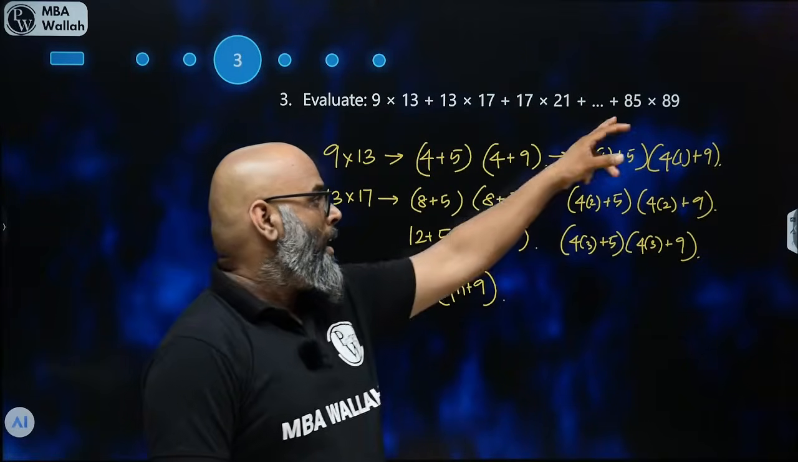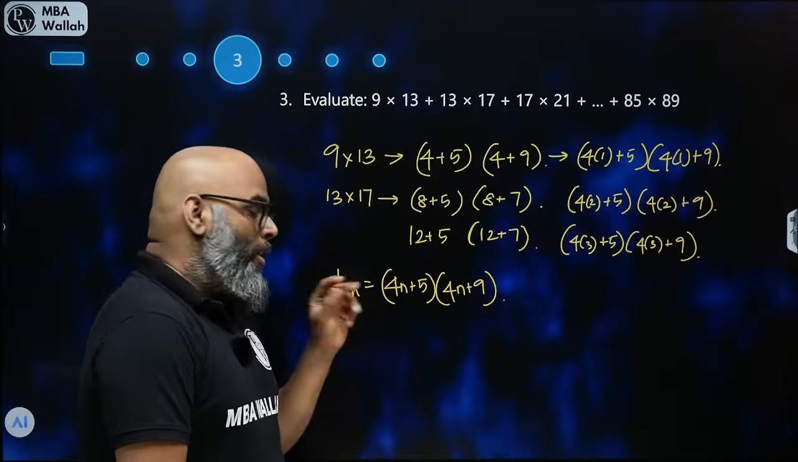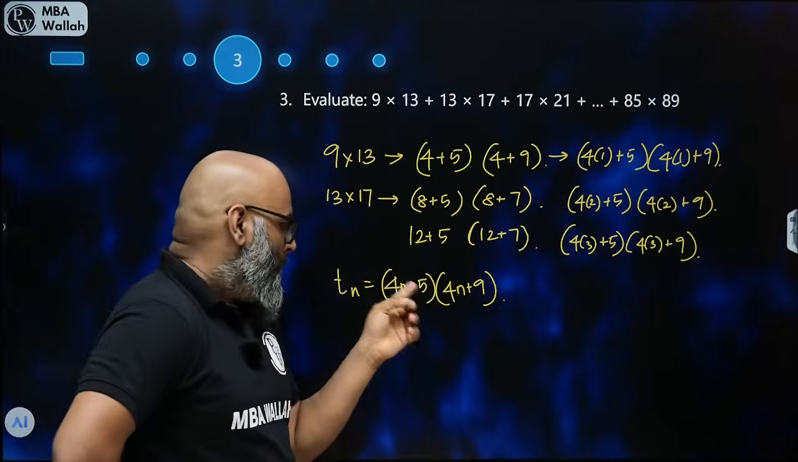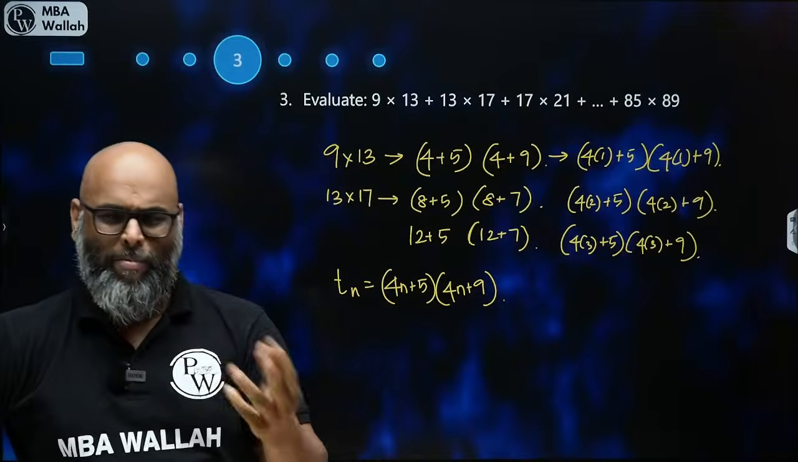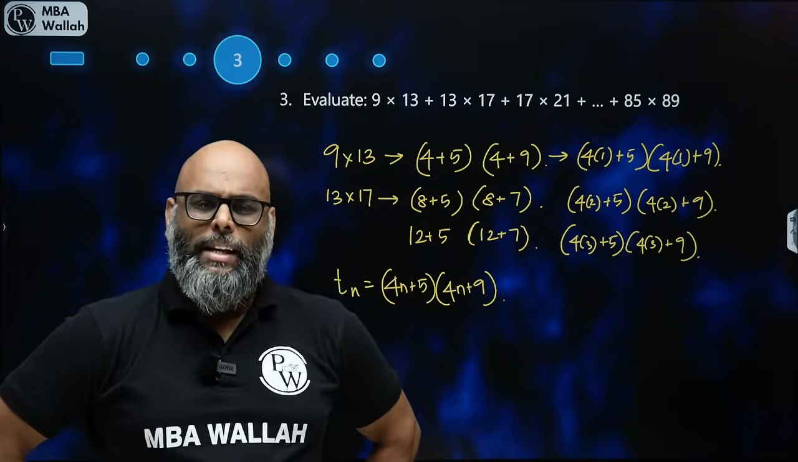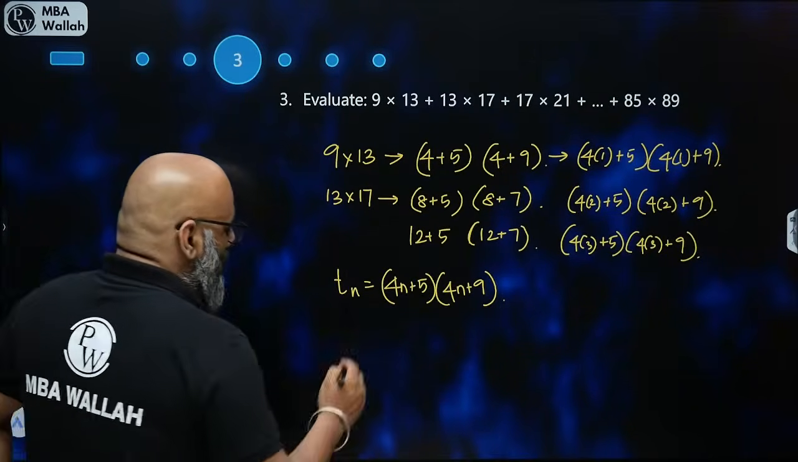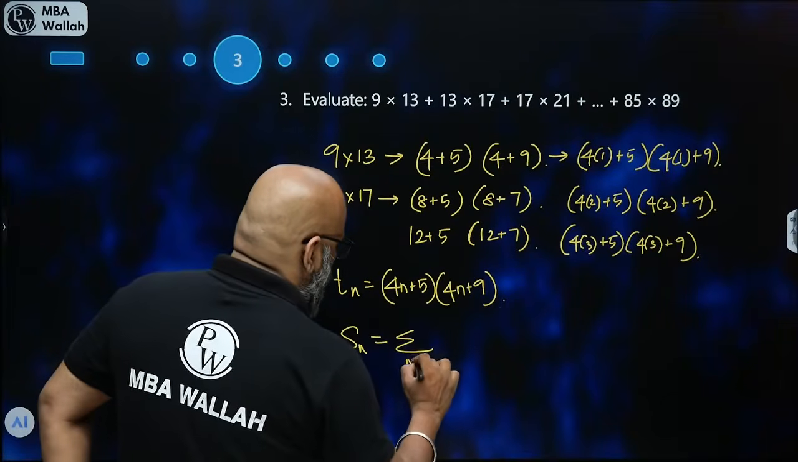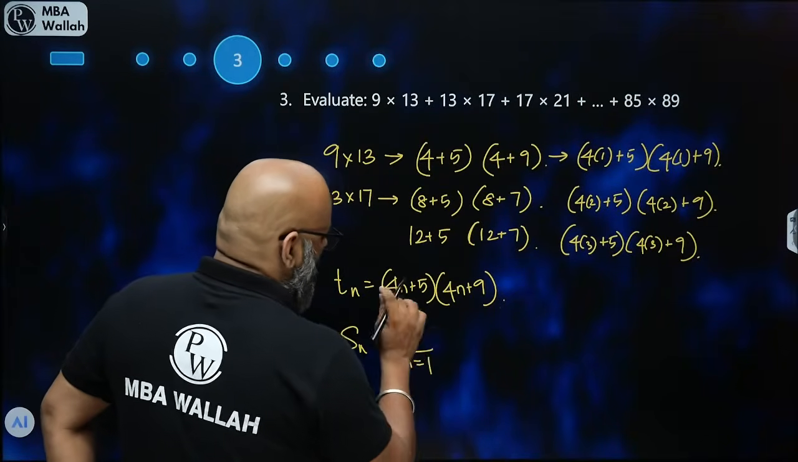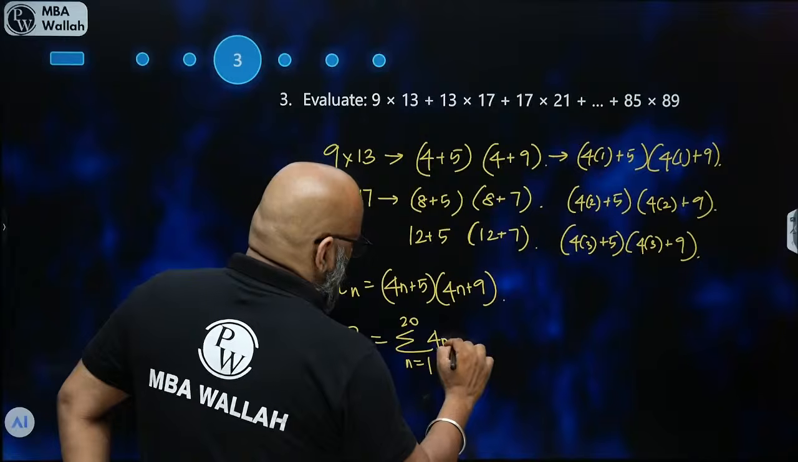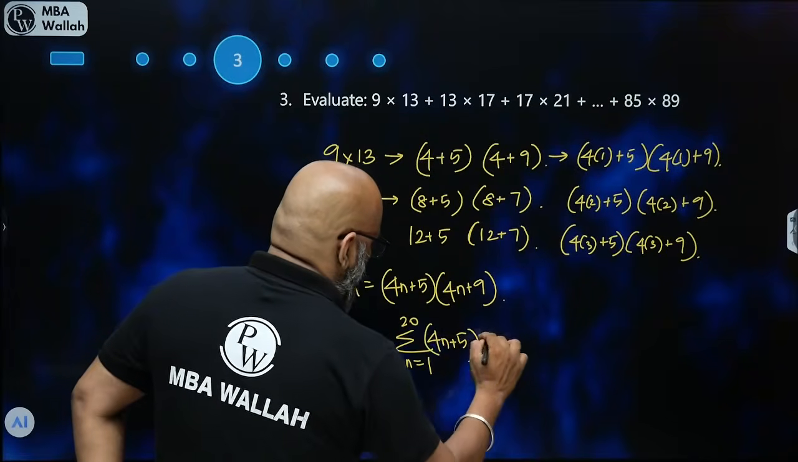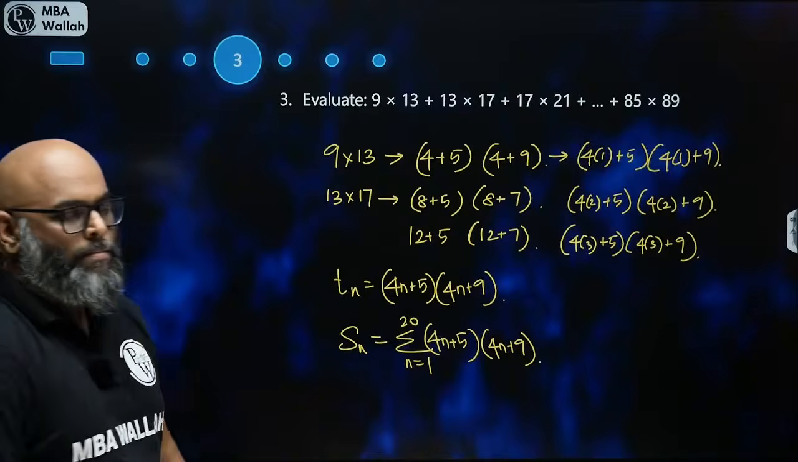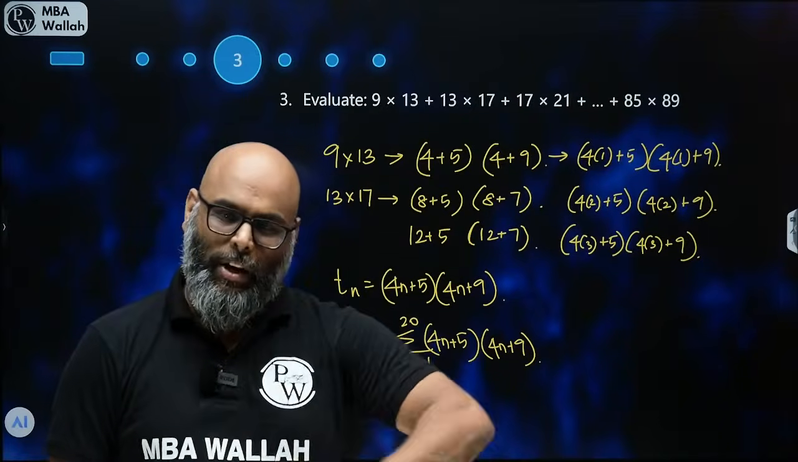So what will be 85 into 89? n equal to 20. 4 into 20 is 80 plus 5, 85. 80 plus 9, 89. Right? Nice and easy. All I have to do is now Sn is equal to summation of n equal to 1 to 20 of 4n plus 5 into 4n plus 9. Right? Get this? We are through.